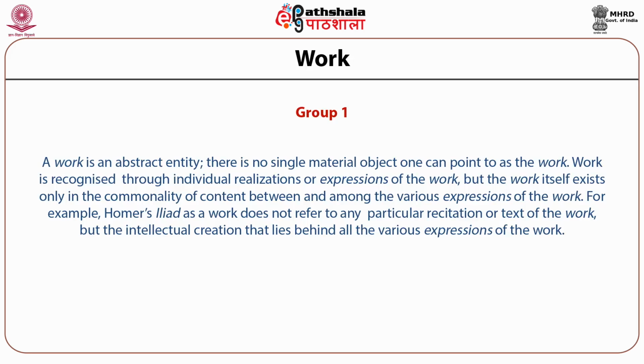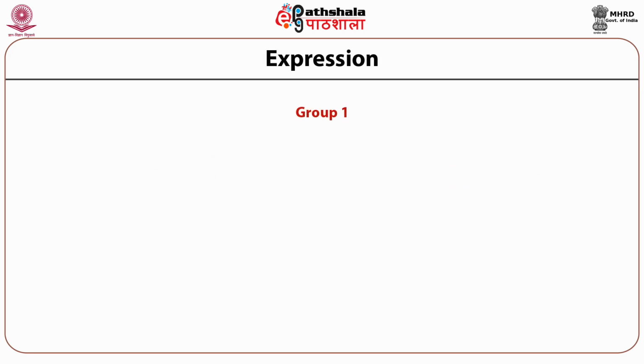So, when a work is realized, it becomes expressions of the work, but the work itself exists only in the commonality of content between and among the various expressions of the work. So, the content, when it is realized, becomes expression. For example, Homer's very famous Iliad as a work does not refer to any particular recitation or text of the work, but the intellectual creation, the intellectual thought content that lies behind all the various expressions of the work.